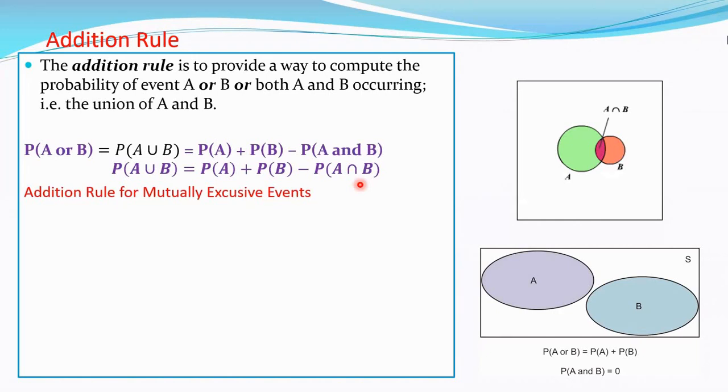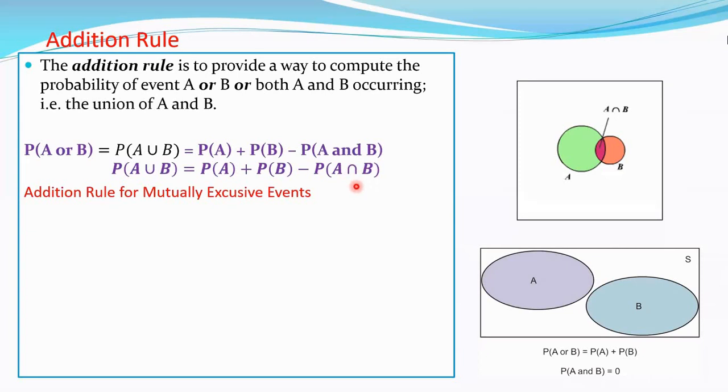Right. Addition rule for mutually exclusive events. If A and B are mutually exclusive, that means there is no common element. So these two sets are not joint. These two are disjoint events. They do not happen at the same time. So in that case, there is no common element in A intersection B. That means it is an empty set. A intersection B will be an empty set. So if there are no elements, then the probability of A intersection B will be 0.